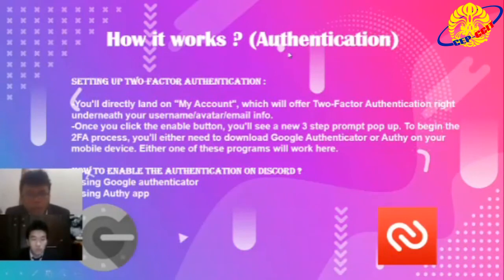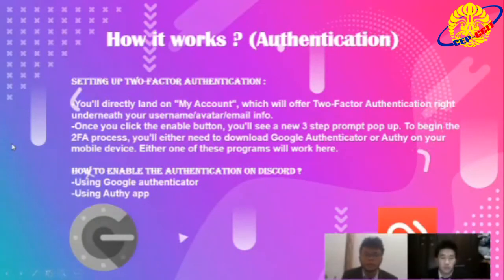So how to enable authentication on Discord? First, using Google Authenticator on the left side, and the second is using the Authy app, on the right side.